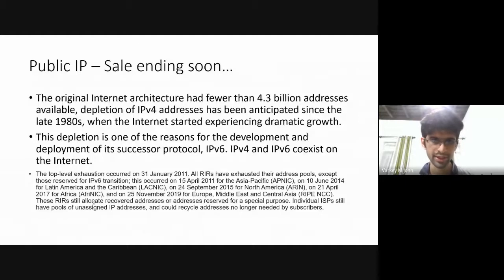This is from Wikipedia, and the top-level exhaustion started in 2011. In Asia Pacific it ran out in 2011. In Latin America and the Caribbean it ran out in 2014. North America in 2015. Africa in 2017. In 2019, Europe, the Middle East and Central Asia ran out. The ISPs may still have some unassigned IP addresses, and IP addresses that are no longer being used can be recycled.